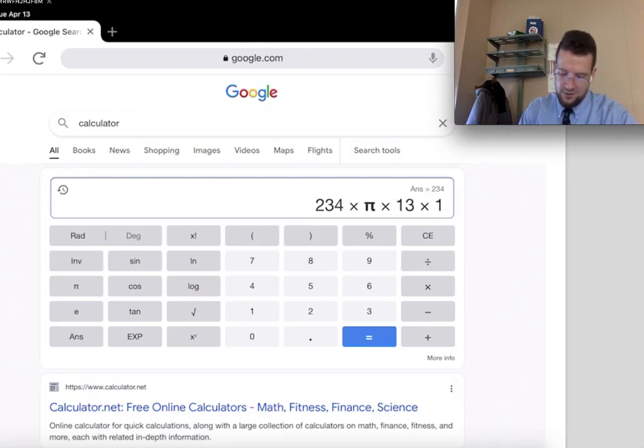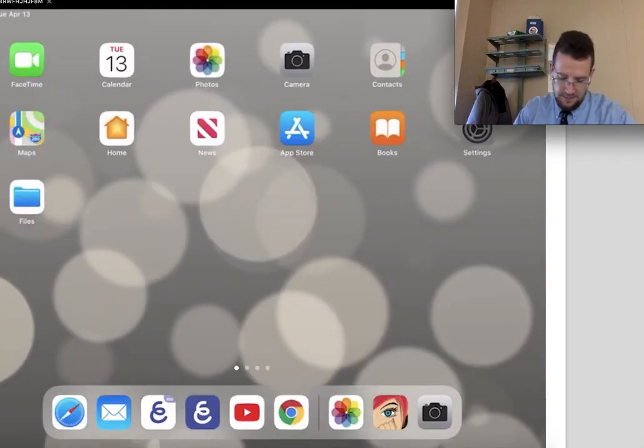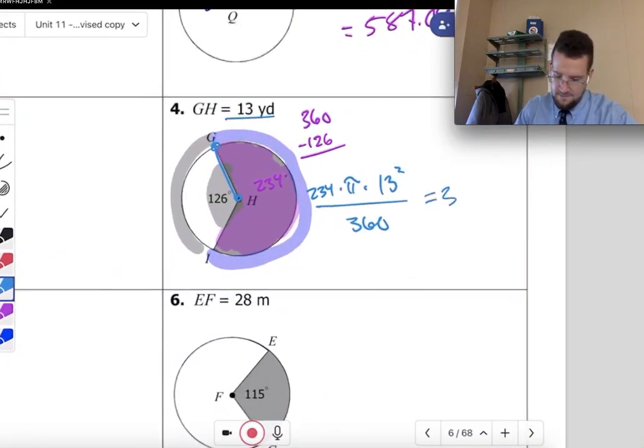234 times pi times 13 times 13, since 13 squared is just 13 times 13. This is the numerator of that fraction. Enter. Divided by the whole way around the circle, 360. Looks like we got 345.1. These would be yards squared. Just a heads up, these are our squared units.